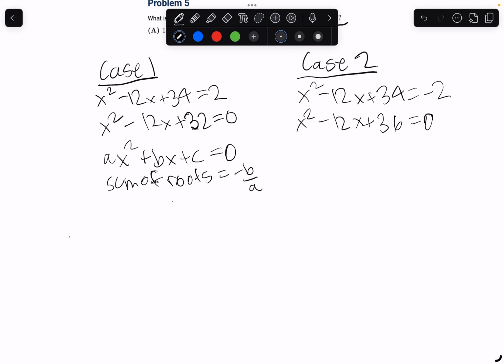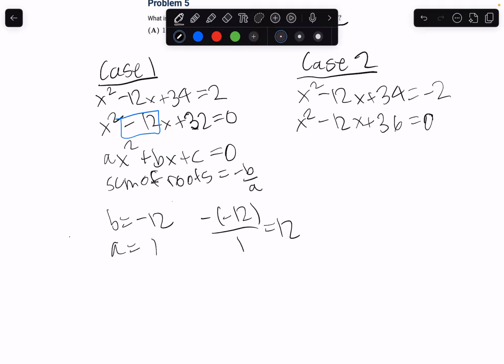So here we have b equals minus 12 right there, and we have a is equal to 1 since there is no coefficient on the x squared. So we have the sum of roots is negative negative 12 over 1, which is just 12.